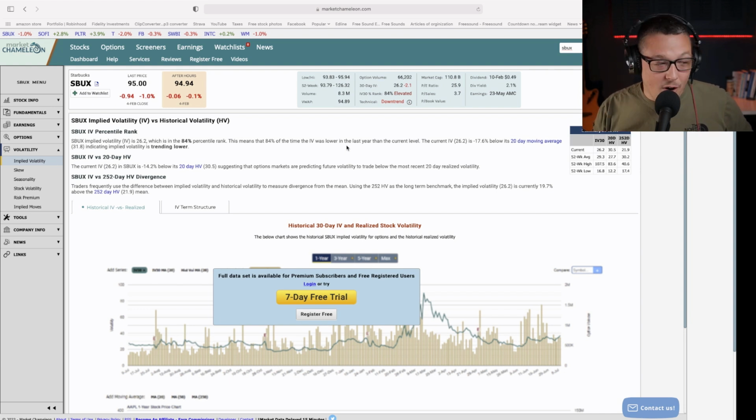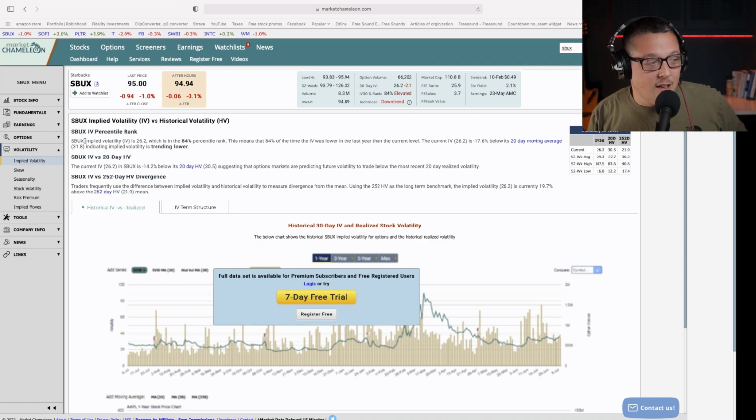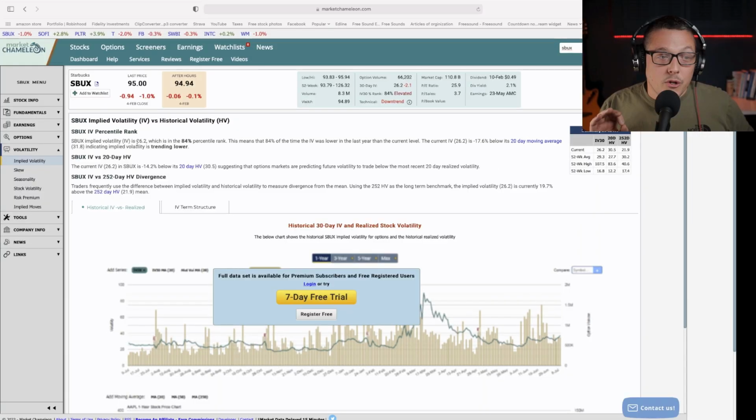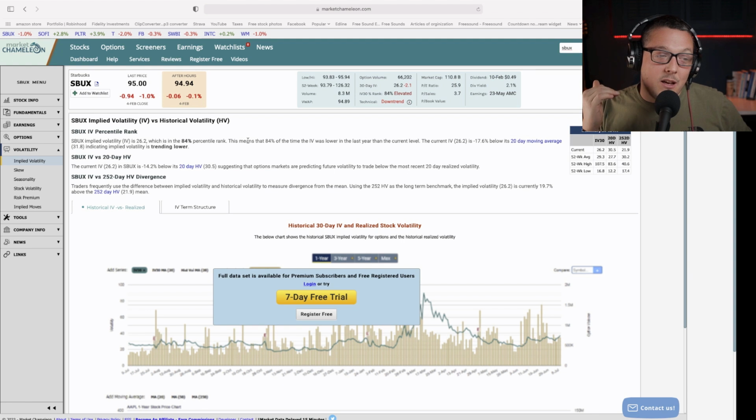You'll find rank, and it tells you right here, Starbucks IV percentile rank. Starbucks has an implied volatility of 26.2. So you're thinking to yourself, 26, that's low, right? This is why we need historical IV, which is in the 84th percentile. This means that 84% of the time in the last year the IV was lower than its current level. So is this high or low right now? It's high. It tells you up here it's elevated.